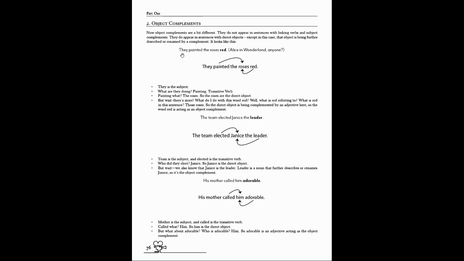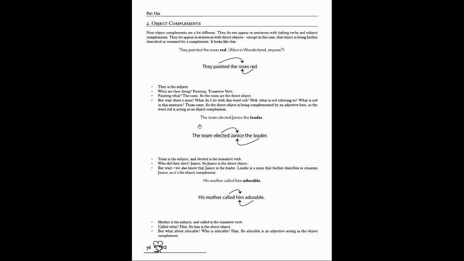So it looks like this, right? They painted the roses red. So they are the subject. What are they doing? They're painting. What are they painting? The roses. So those roses are the direct object directly affected by the verb. And red here describes the roses. So it is complementing that object.